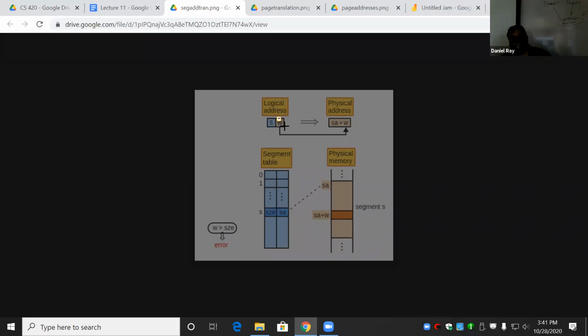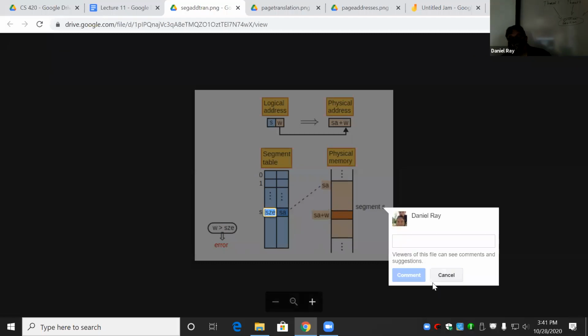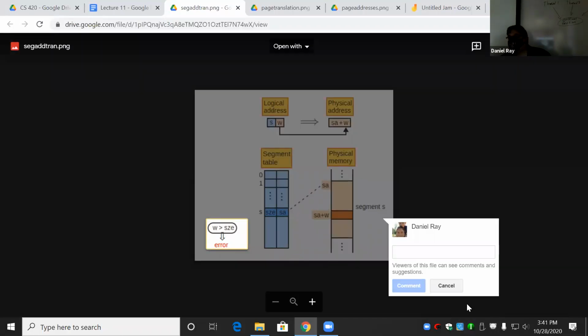The word offset of the address that you're looking for inside that segment is farther away than the size of the segment from the start of the segment. Therefore, it can't be in that segment. Therefore, you have an error. You're looking in the wrong place.